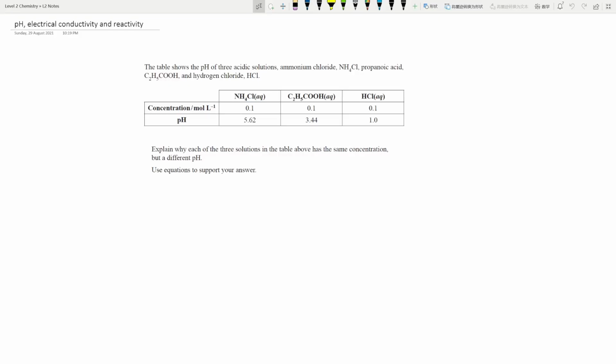We're going to look at some level 2 chemistry today. This particular video is going to focus on comparing the pH and electrical conductivity and reactivity between different strengths of acids and bases as well as salts.